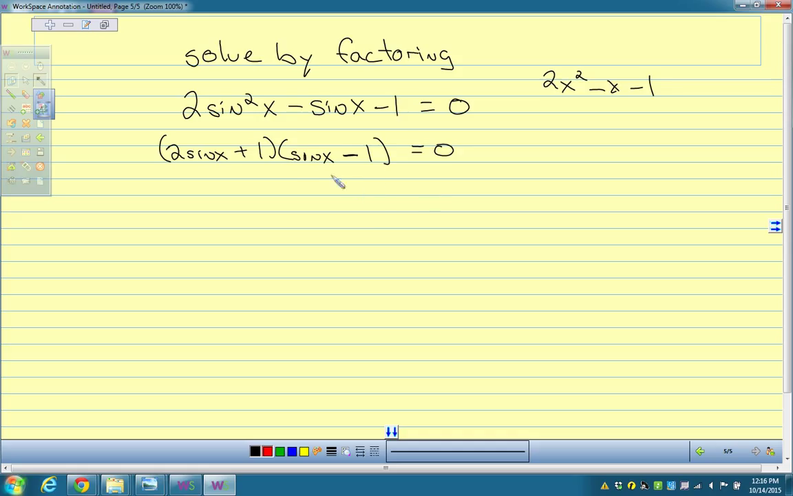Because if I multiply that out, that's going to give you this. And then you draw your little squiggly line and you say that 2 sine x plus 1 equals 0, so sine of x equals -1/2, or sine of x is equal to 1.